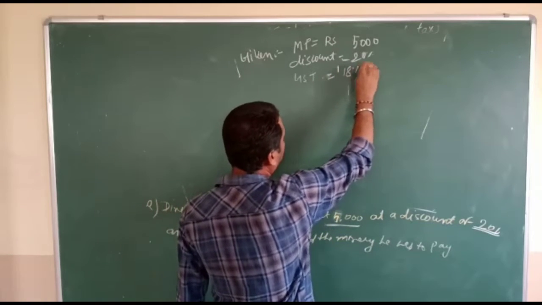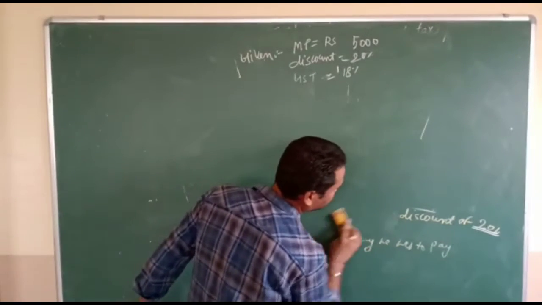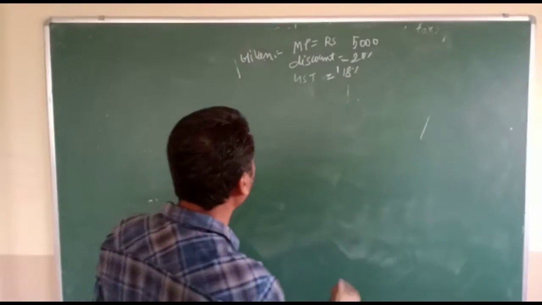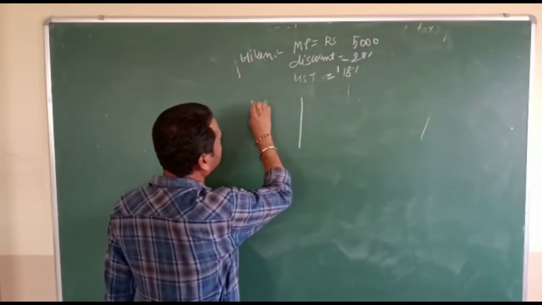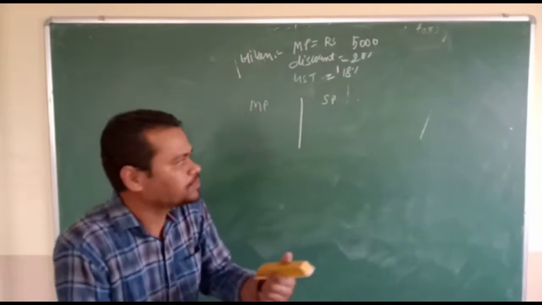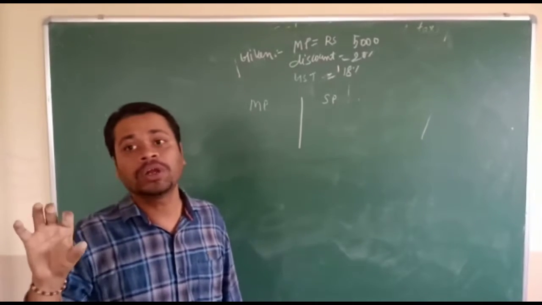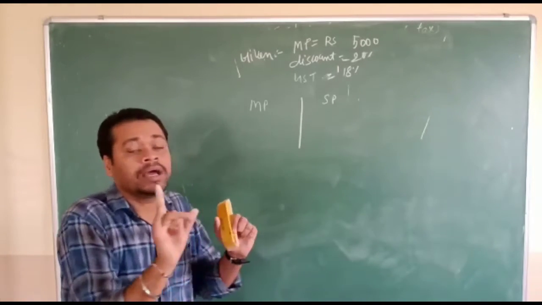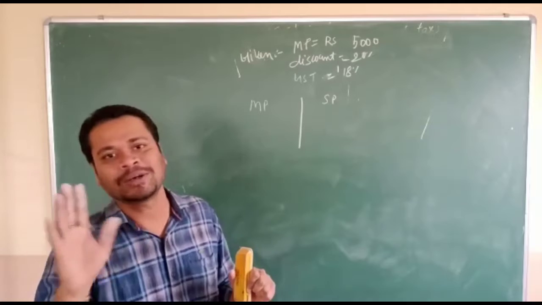18%. I have a different style to solve such questions, and that style is very efficient. Please see here. I make two columns. One column is for mark price, another column is for selling price. Selling price means buying price for us. Suppose a good is fixed at rupees 100 and you are getting 20% discount. What does that mean? Since the mark price is 100, you will be buying at 80 rupees only. Why 80 rupees only? Because 20 rupees they have given you as a discount.